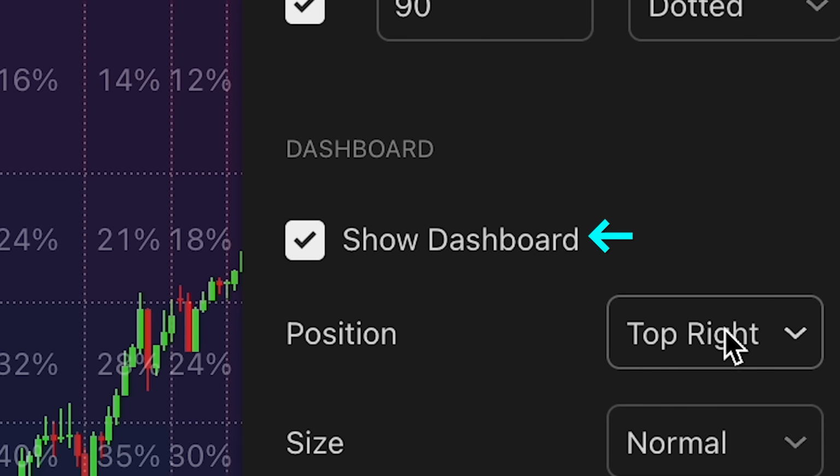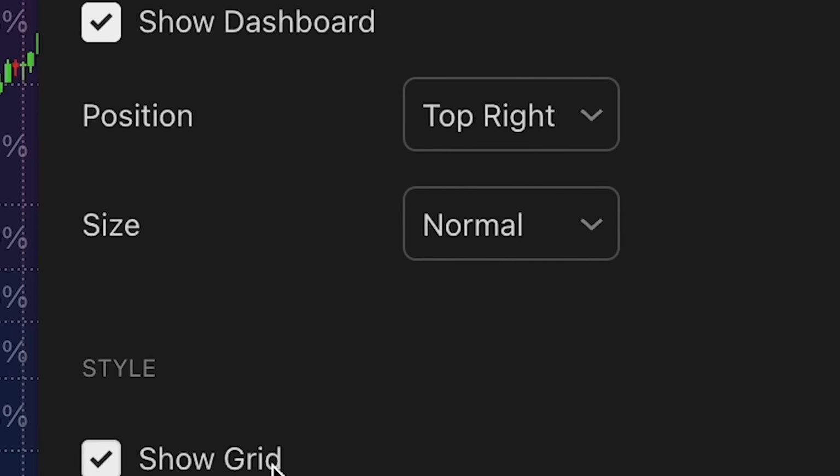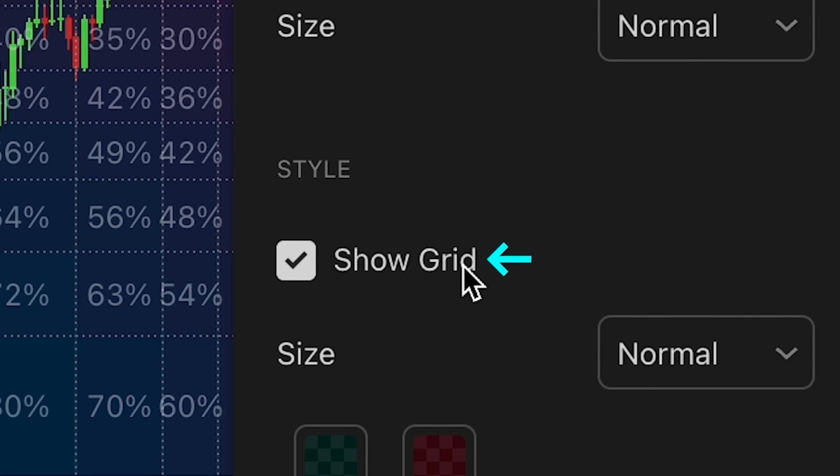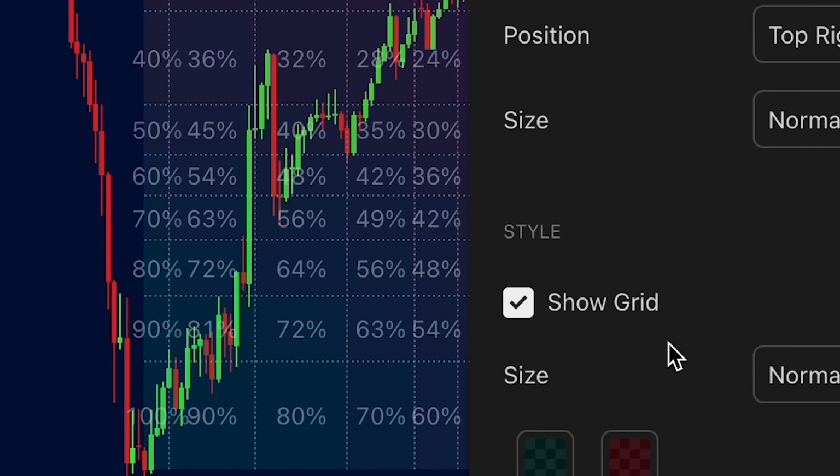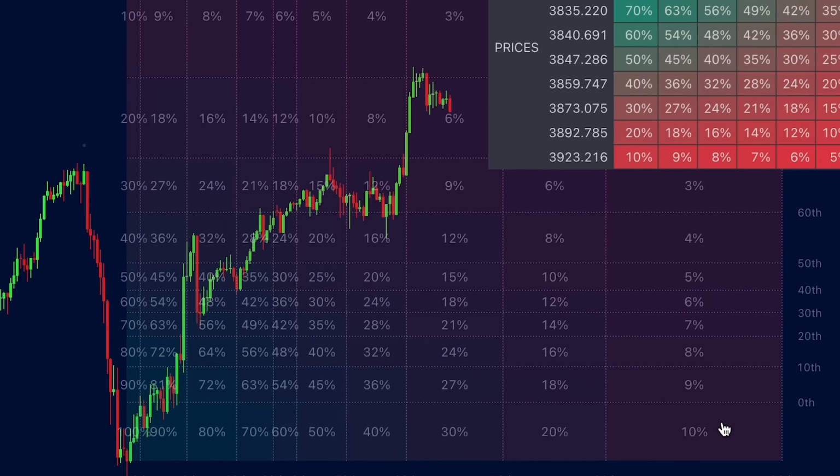Next, enable the dashboard and position it in the top right corner for quick probability reference. Finally, make sure Show Grid is enabled so you can see the complete probability map on your chart. These settings give you reversal predictions based on historical analysis with insane accuracy.